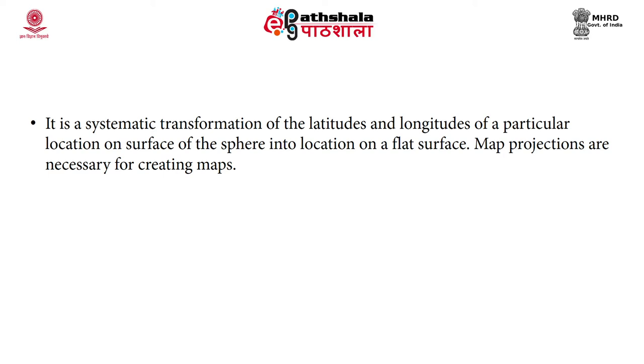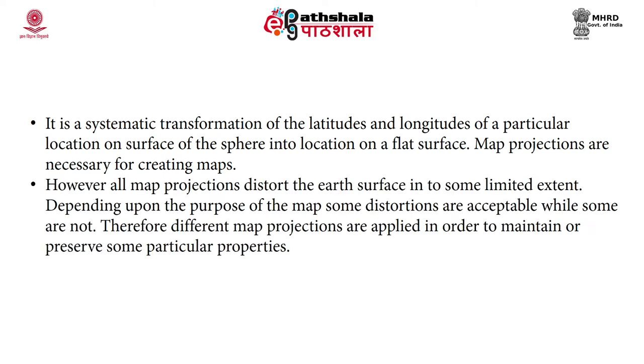Map projections are necessary for creating maps. However, all map projections distort the Earth's surface to some limited extent. Depending upon the purpose of the map, some distortions are acceptable while some are not. Therefore, different map projections are applied in order to maintain or preserve some particular properties. As you can see here in the diagram, it shows how the geographic coordinates are projected on a flat 2D surface with the help of map projection.